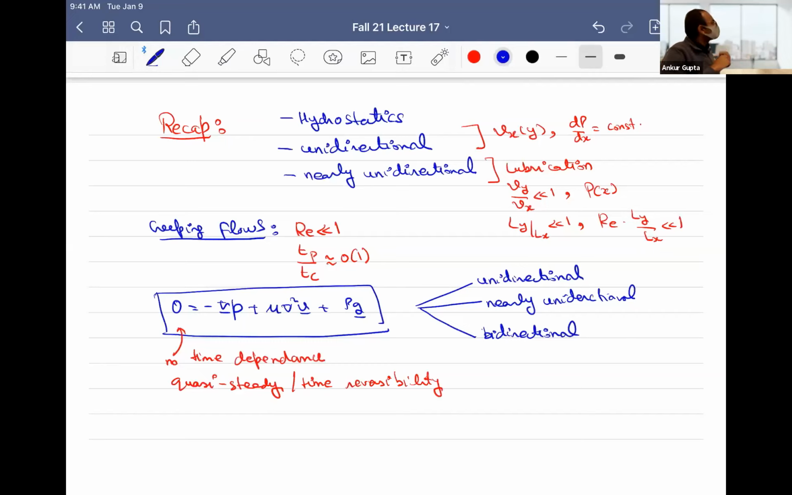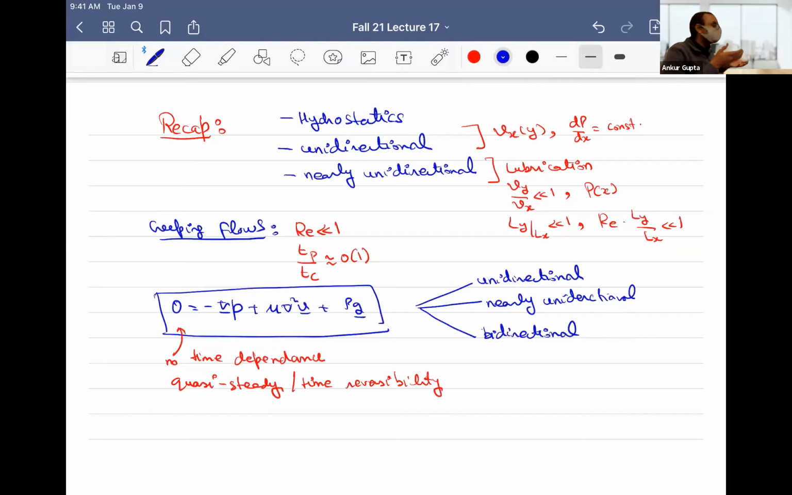Then we had unidirectional flow, where only one component was non-zero, which was Vx, or it can be something else, as a function of y. In that case, the pressure gradient was constant. And then again, you calculated forces using a stress vector integration in your homework, homework 3 problem 4.